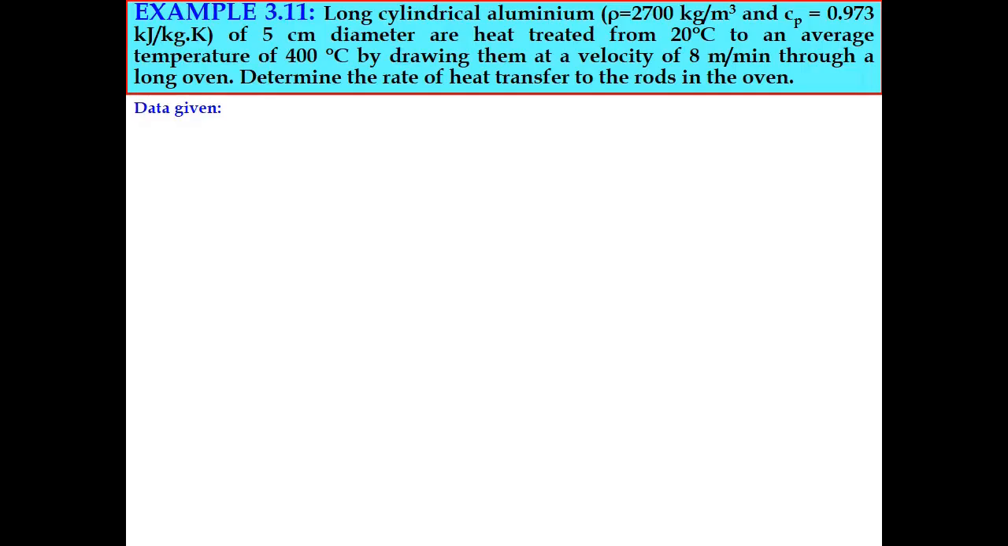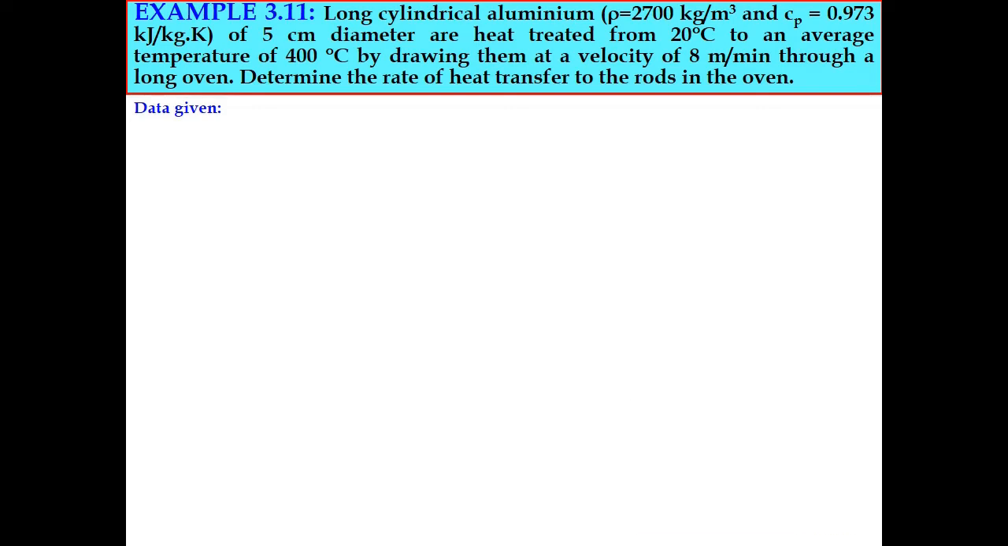434.59. Example 3.11. Long cylindrical aluminium rods with density rho equal to 2700 kg per meter cubed and specific heat Cp equal to 0.973 kilojoule per kilogram Kelvin, of 5 cm diameter, are heat treated from 20 degrees Celsius to an average temperature of 400 degrees Celsius by drawing them at a velocity of 8 meter per minute through a long oven. Determine the rate of heat transfer to the rods in the oven.